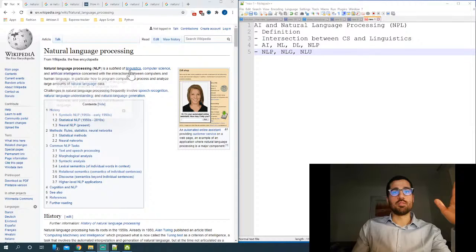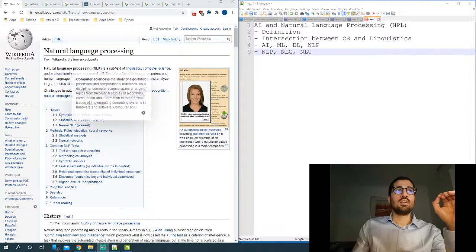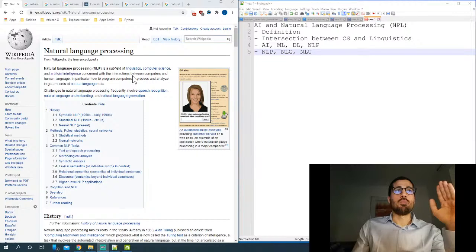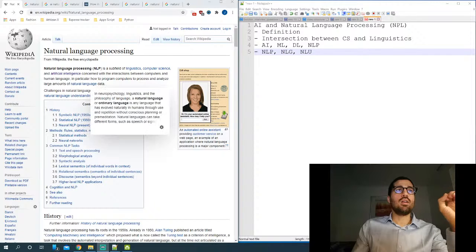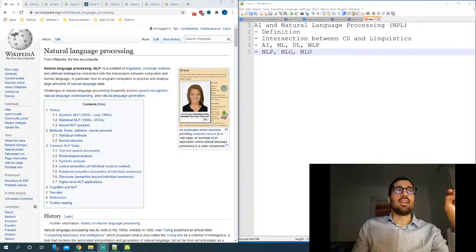So what is natural language processing? NLP. It is a subfield of linguistics, computer science, and artificial intelligence, concerned with the interactions between computers and human language. Computers here is meant for any kind of electronic device. In particular, how to program computers to process and analyze large amounts of natural language data.